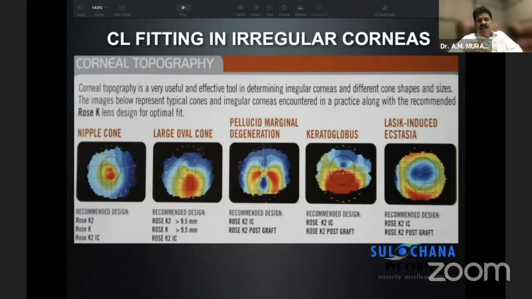As you see in the other cases, the cone, the steep areas, are shifting downwards, indicated by the hot spot or the red area. However hard you may try with the regular contact lenses, the lens is going to shift downwards towards the steep area. That means the centering of the lens will happen over the steep area, however hard you may try with routine contact lens fitting.